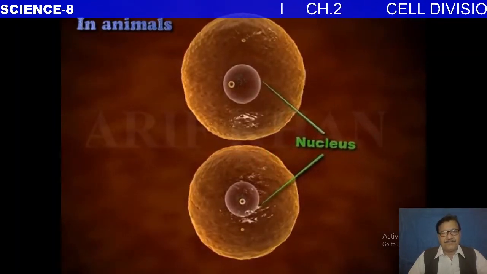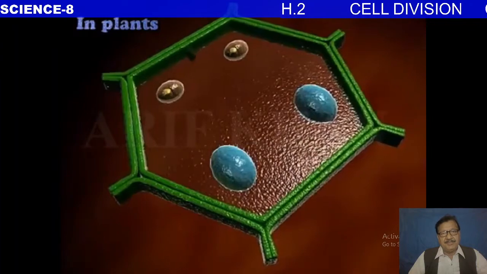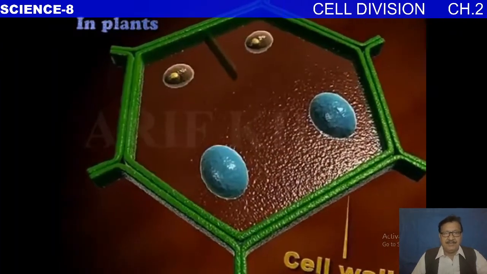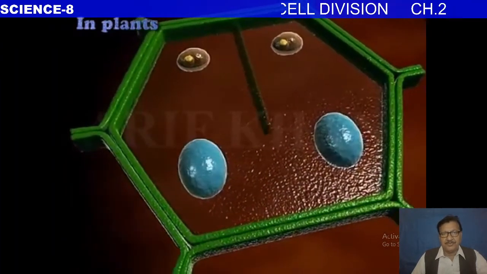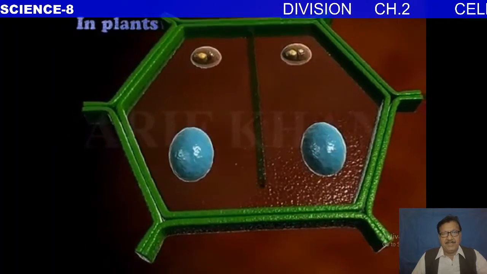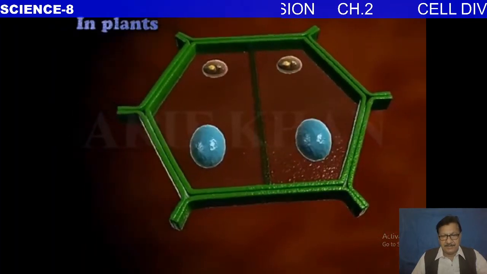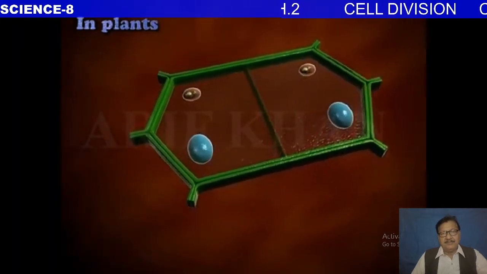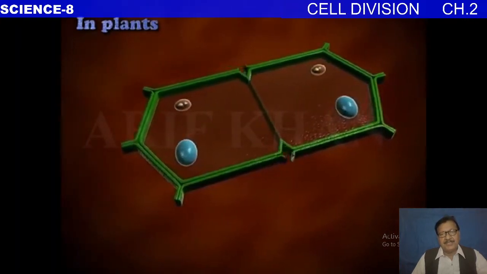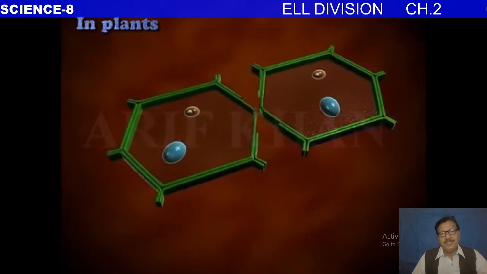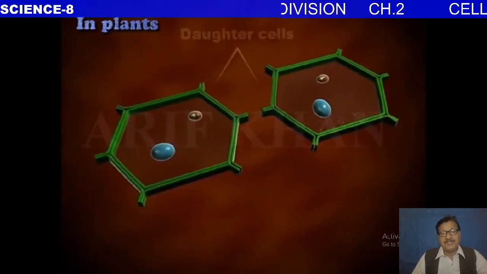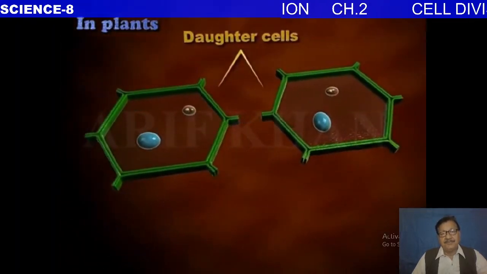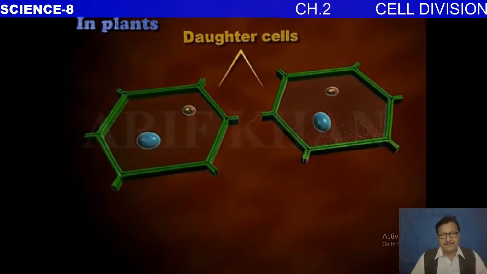Same you can see in the plants. A plant cell, a wall is going to appear. It will cut into two. This is also mitosis in the plant cell. A cell changes into two and it will result in the growth of the plant as well as animals.